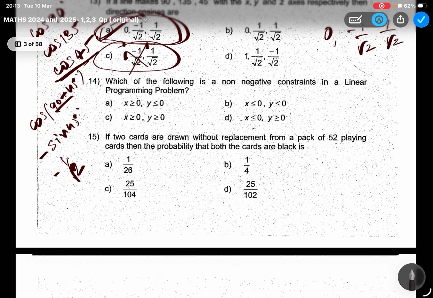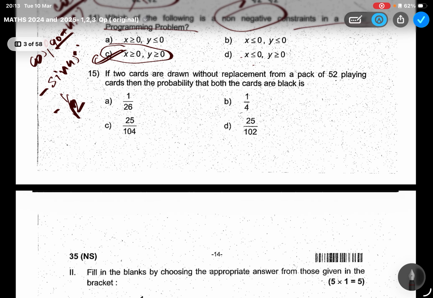And the 14th one. Which of the following is a non-negative constraint in a linear programming problem? It means the x and y values should be positive. The answer is C.